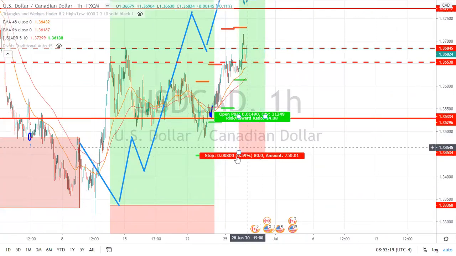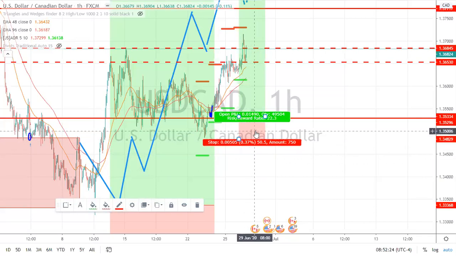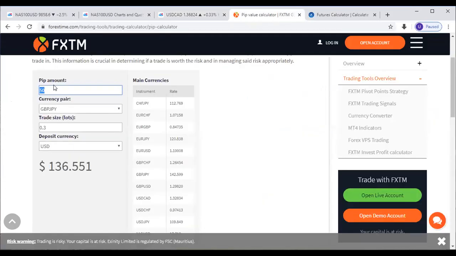Okay, 80 pips. No, not 80 pips. This is the stop loss. So 50 pips stop loss, and this is the result. Yeah, 49504, 1 to 22 risk to reward. So 49504 is, let's calculate.